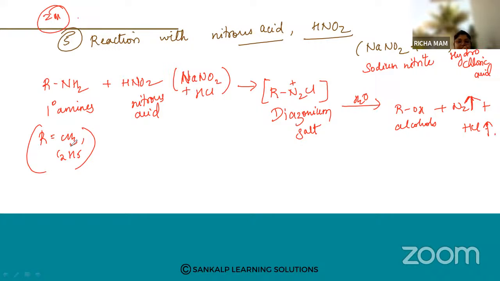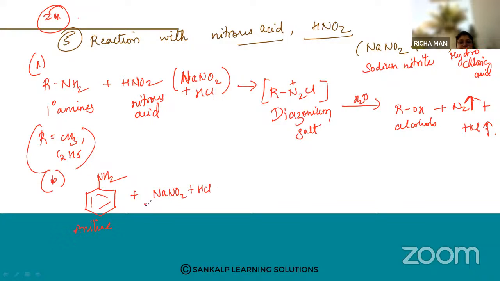Okay, so this is with aliphatic amines. Suppose we have an aromatic amine. I'll take aniline, a primary aromatic amine. Again, we are going to do what? Diazotization. How? We are going to take NaNO2 plus HCl.